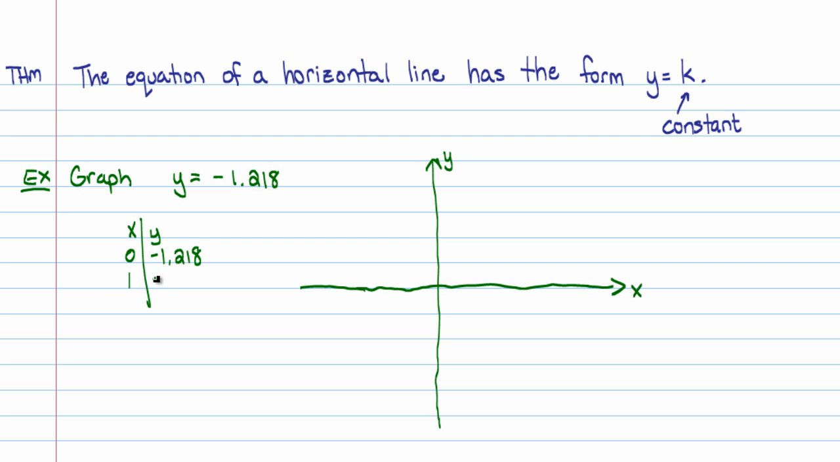No matter what you choose for x, your y value is always going to be -1.218. So even choosing 2 points in a table, you can pretty much graph this quickly. It's 0, -1.218, and I don't even need x equals 1. I could try x equals 5, and the y value is still -1.218. Connect these dots, and we have a horizontal line.